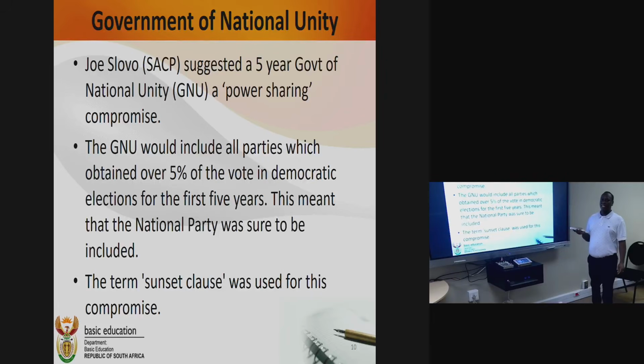So the National Party agreed, and all parties agreed that that's what we want. We want the government of national unity. And then they agreed that South Africa will be undivided. There will be local government, provincial government, as well as national government.